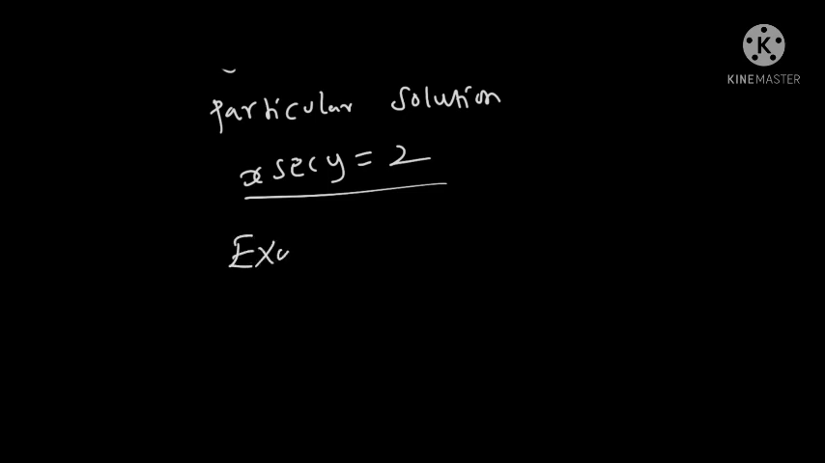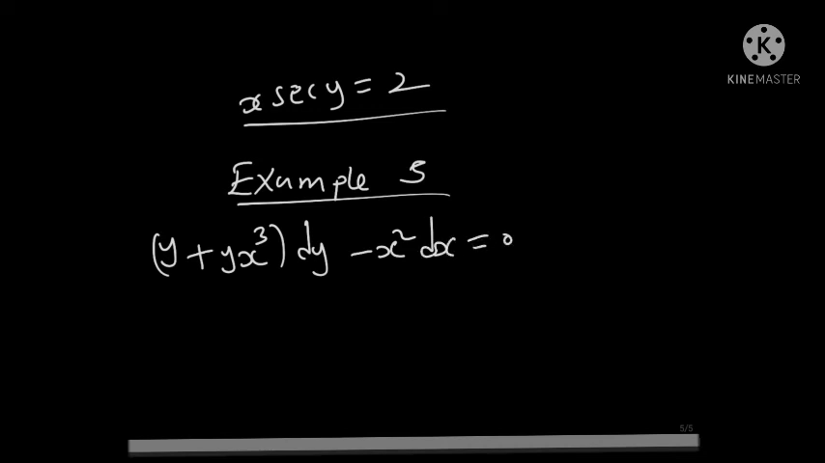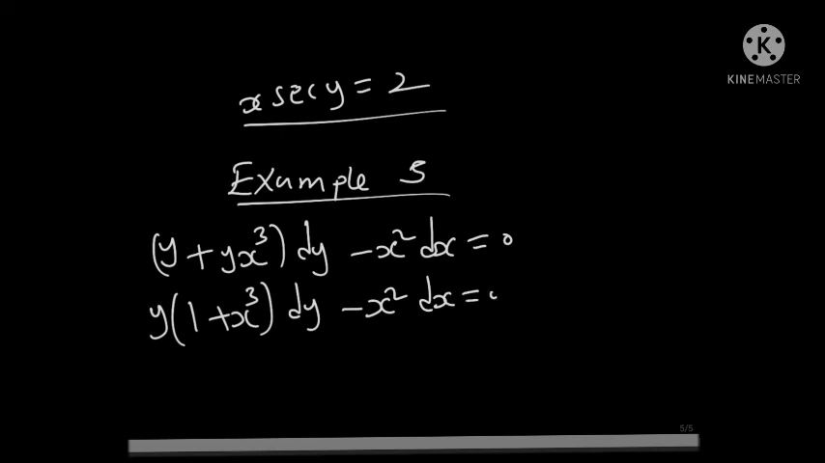Example 5. y plus yx cubed dy minus x squared dx equals 0. Let's factor out y. So we have y times (1 plus x cubed) dy minus x squared dx equals 0.